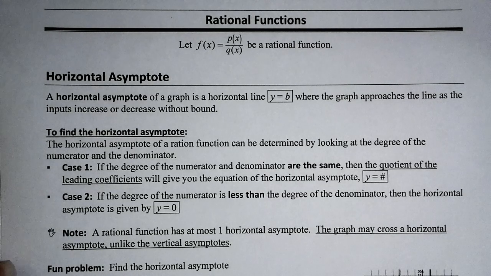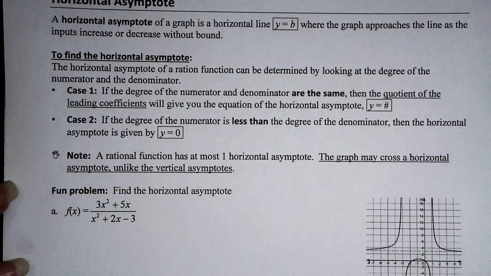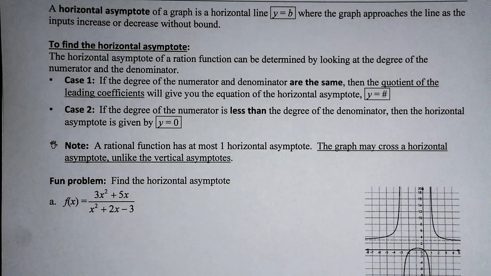Hi, in this video we are going to be talking about how to find the horizontal asymptote of a rational function. Okay, so where are we? Let's go straight to our first problem. It says find the horizontal asymptote. Well, the question is, how do we find it?